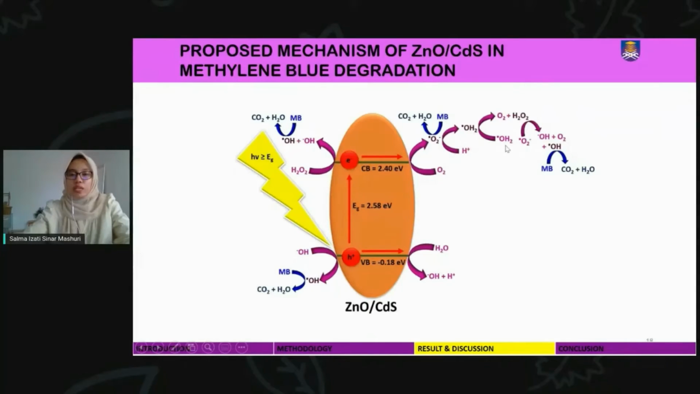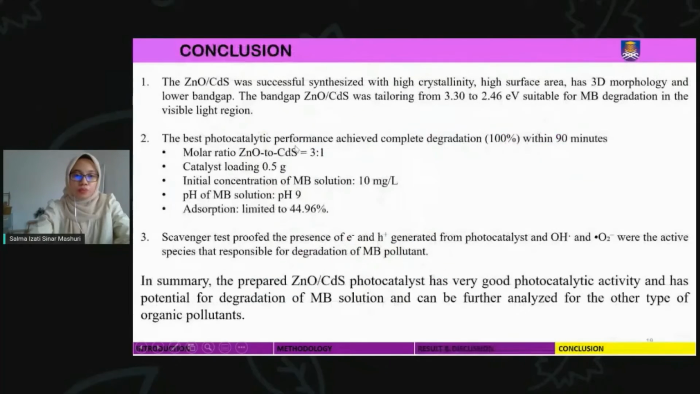So reacting with another OH2 radical will become oxygen and hydrogen peroxide. So hydrogen peroxide reacting with superoxide will become hydroxyl radical and hydroxyl ion. So the radical will react with methylene blue and degrade it. Okay, another role for electron is when it reacts with hydrogen peroxide, it will produce hydroxyl ion and hydroxyl radical. So this radical will degrade the methylene blue.